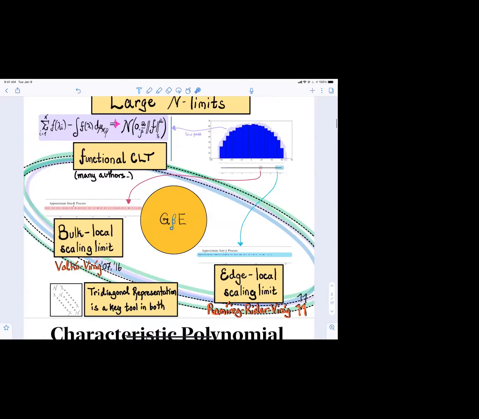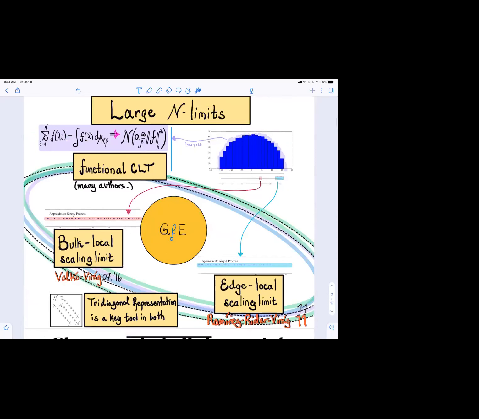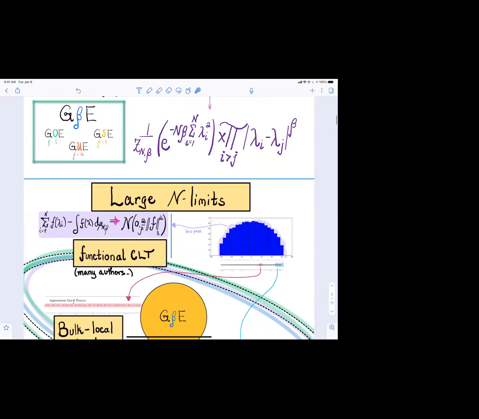So large n limits of this are pretty well studied. There are a lot of different large n limits, in different senses in which you can take them. The first thing is that if you take one of these random matrices and make n large, you would see a distribution that looks like a semicircle. The semicircle is the distribution of the points here. These lambda i's form this type of cloud.